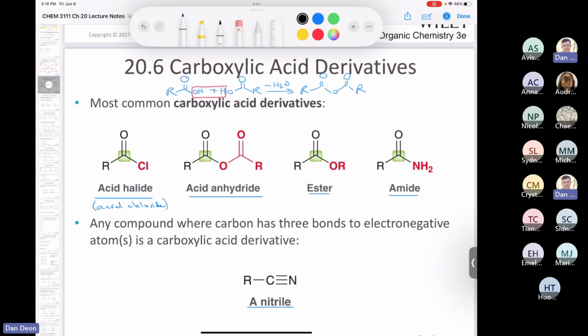Again, if you're wondering, is the oxidation state +3 here? Here it's +3. Here it's +3. Here it's +3. And then here, you guessed it, +3.